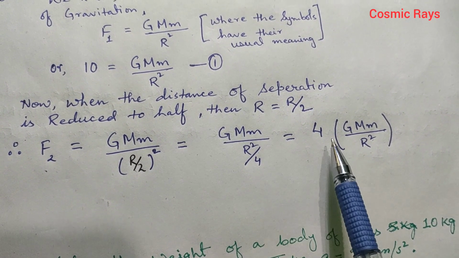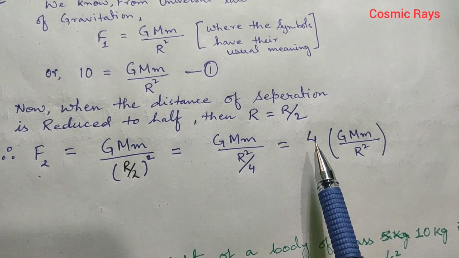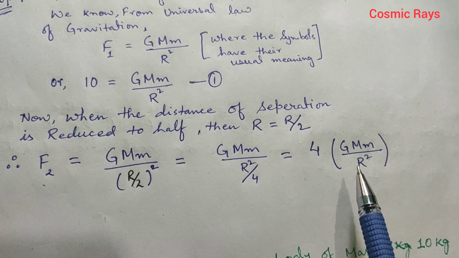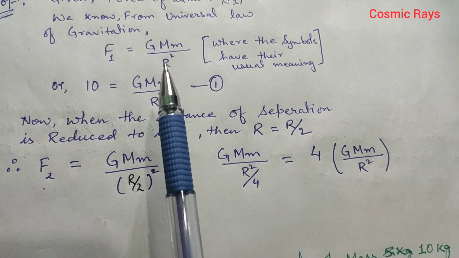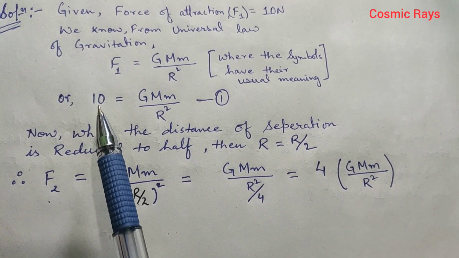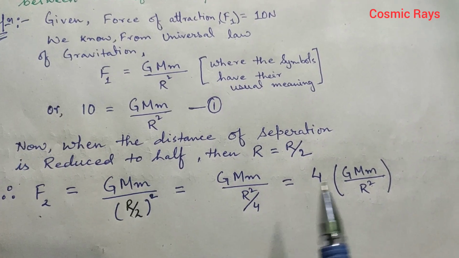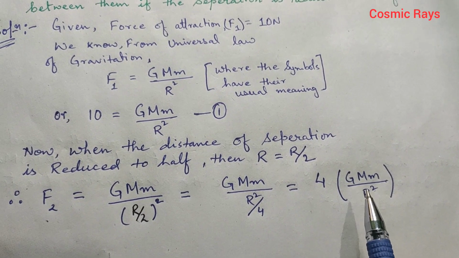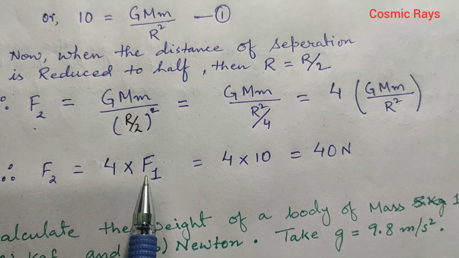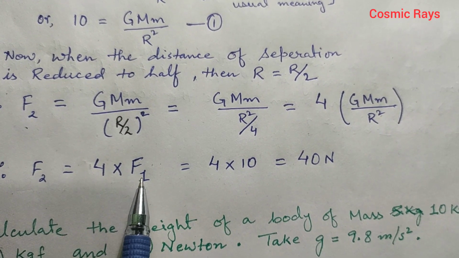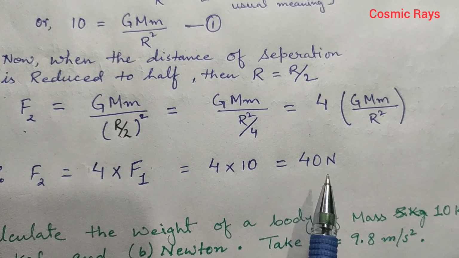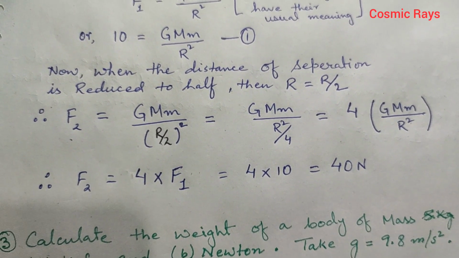The 4 goes up in the numerator. So we have 4 GMm upon r square. Now GMm upon r square is nothing but F1, which is equal to 10 given in the question. So instead of this, we will substitute 10. So F2 is equal to 4 into, instead of GMm upon r square, we have written F1. The value of F1 is 10, so we get 40 Newton as the answer.